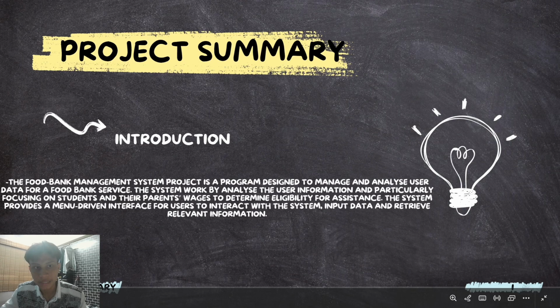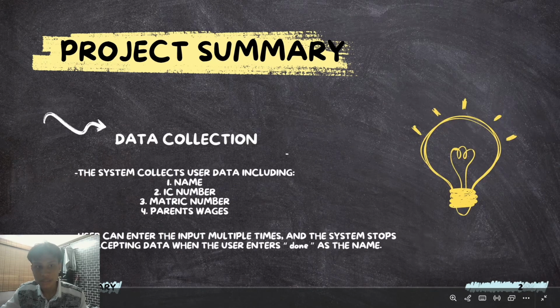Our group has designed a system called a food bank management system project. This project is designed to manage and analyze user data for a food bank service. The system works by analyzing the user information, particularly focusing on students and their parents' wage, to determine eligibility for assistance. The system provides a menu-driven interface for users to interact with the system, input data and retrieve the relevant information. The system collects user data including name, IC number, metric number, and parent wage. Users can enter the input multiple times and the system stops accepting data when the user enters done as the name.